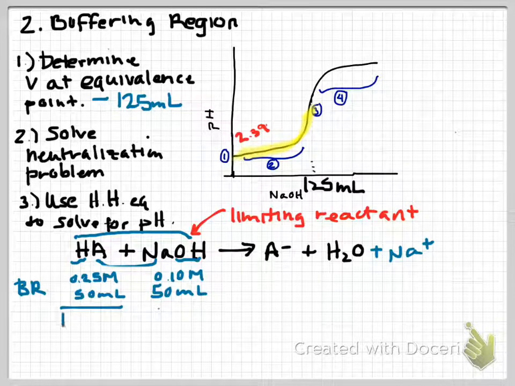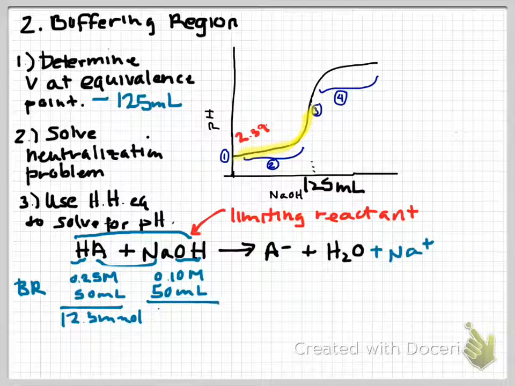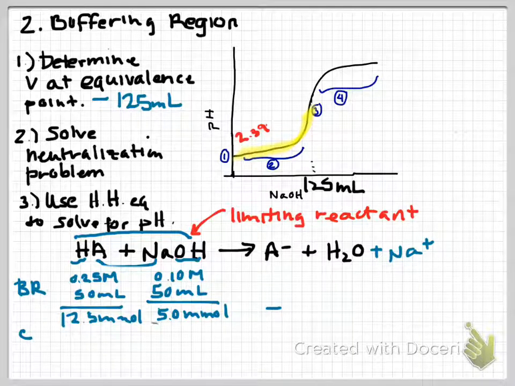So I still have my 12.5 millimolar acetic acid, or whatever acid I'm dealing with, my weak acid, and 5.0 millimolar of my strong base. Initially, I don't have any of my ion. And then I'm going to do my change. And because this is limiting, it's going to be only minus 5.0.